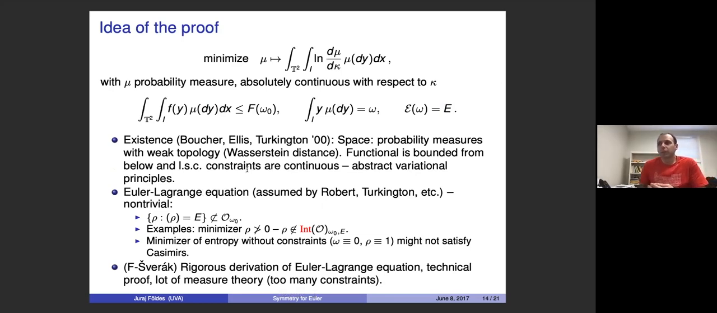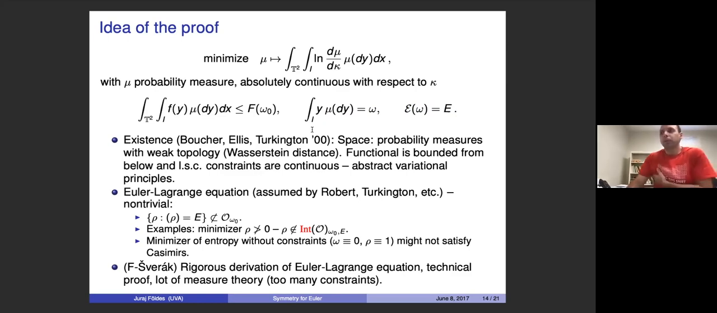All right, so what's going to be the idea of the proof? Let me spend the last 10 minutes to give you some techniques for how we approach this problem. So again, we'd like to minimize this problem where mu is a probability measure, absolutely continuous with respect to kappa, and we are given these Casimir constraints. Then we have that this Young's measure has the right expectation, and the energy is going to be exactly the right energy as an equality.